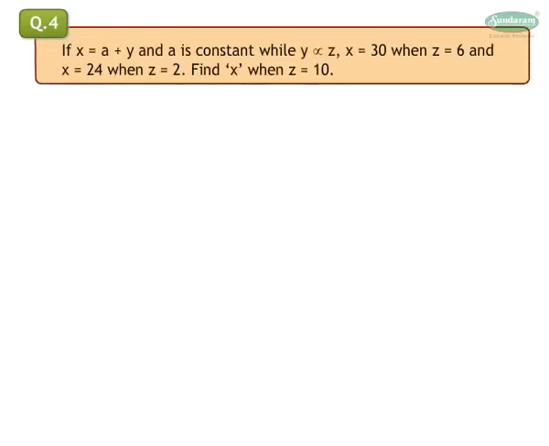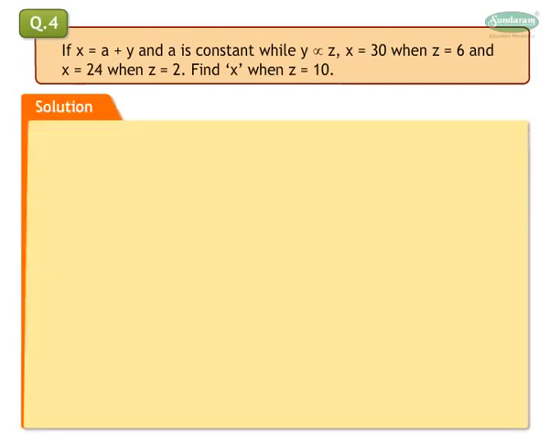Question 4. If X is equal to A plus Y and A is constant while Y varies directly as Z, X is equal to 30 when Z is equal to 6 and X is equal to 24 when Z is equal to 2. Find X when Z is equal to 10.